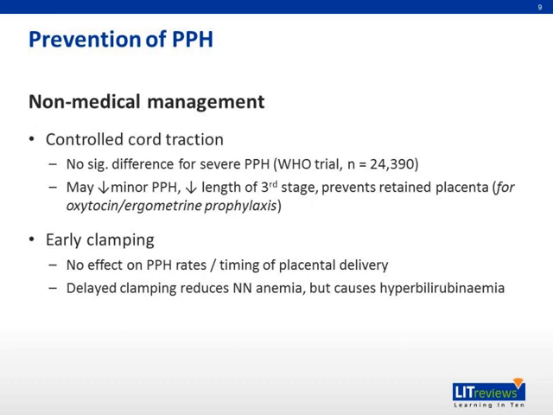For non-medical management, we have the first type, which is the controlled cord traction. This gives no significant difference for severe PPH in a WHO trial, where there is a large number of patients being studied. It may decrease the incidence of minor PPH and decrease the length of third stage of labor, thereby preventing retained products of conception such as the placenta.